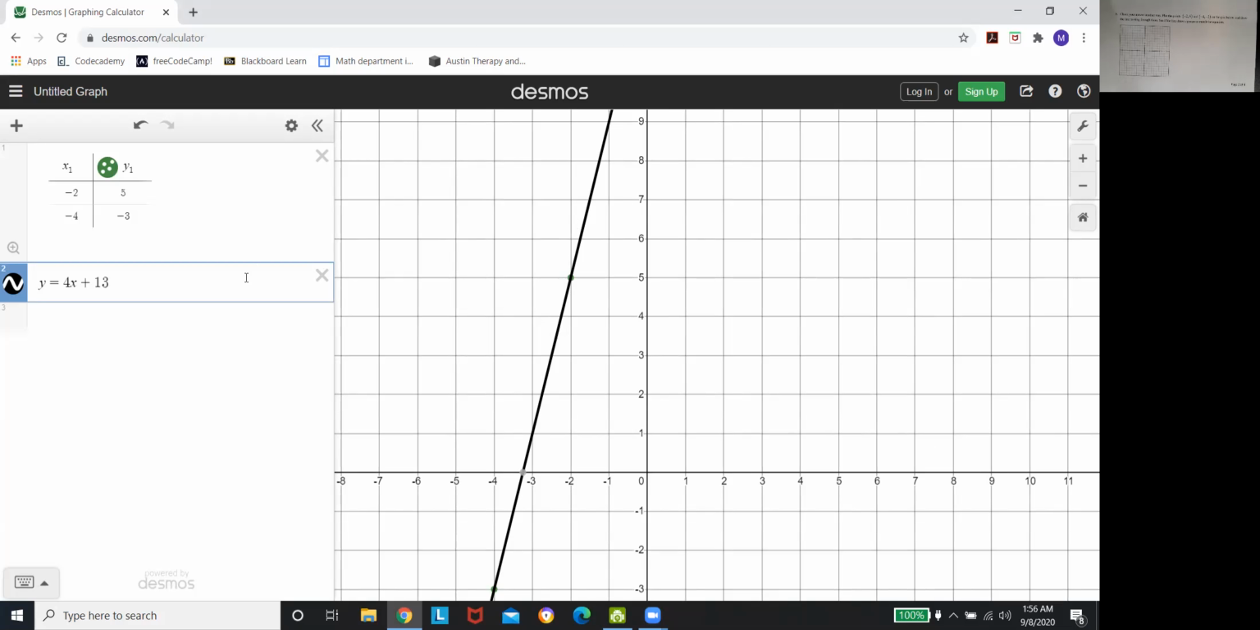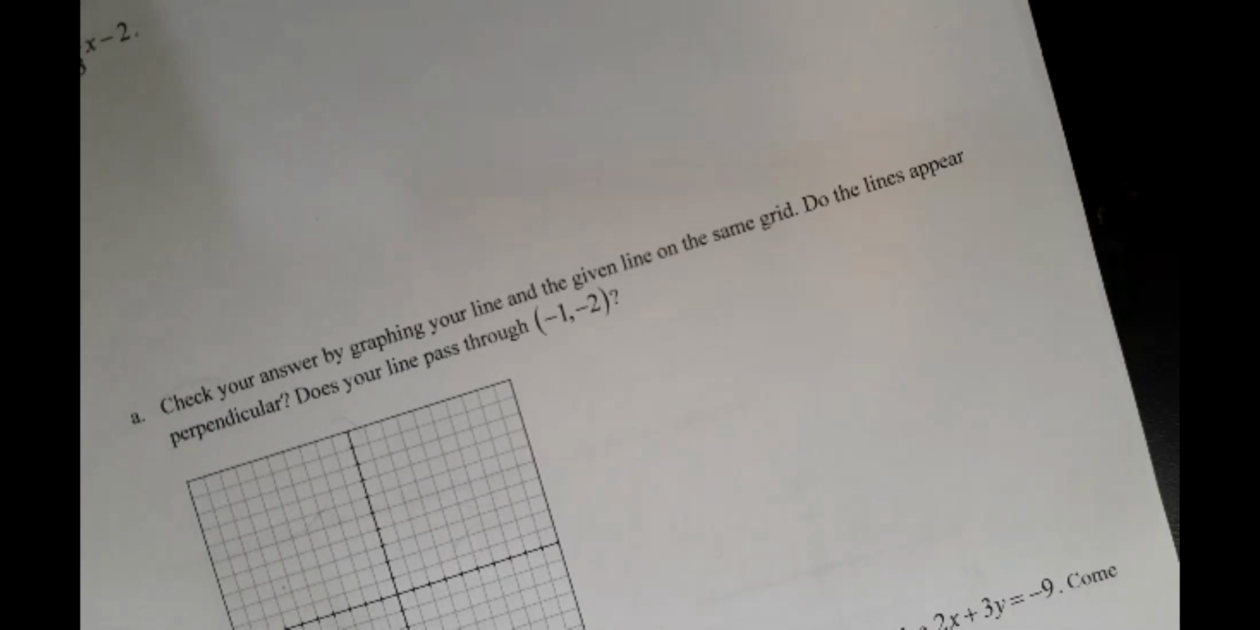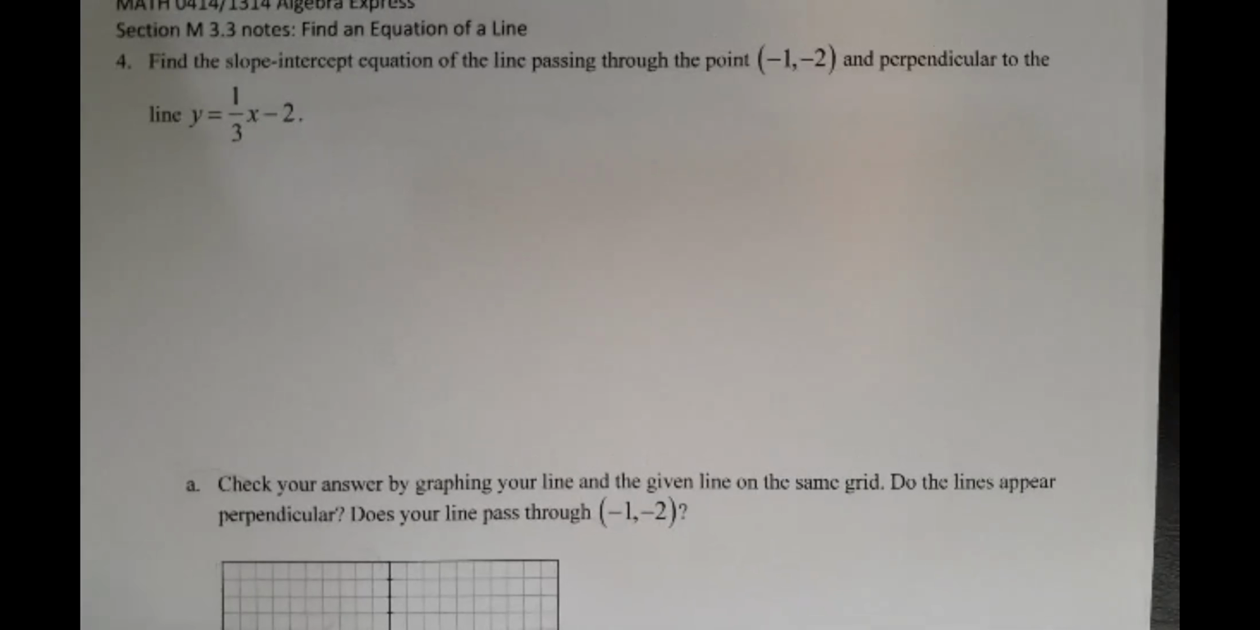Okay. So let's pop on back to the notes. And I believe we're done with that page. We are on the third page now. Here we go. Find the slope-intercept equation of a line passing through the point (-1, -2) and perpendicular to the line y = 1/3 x - 2.